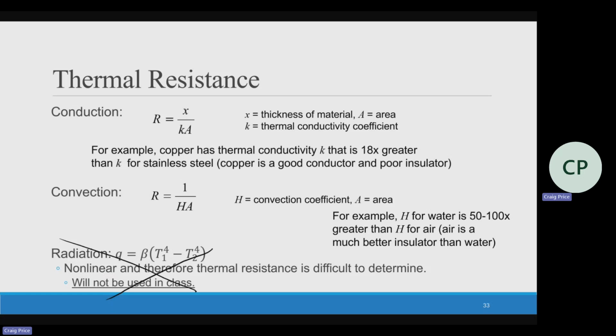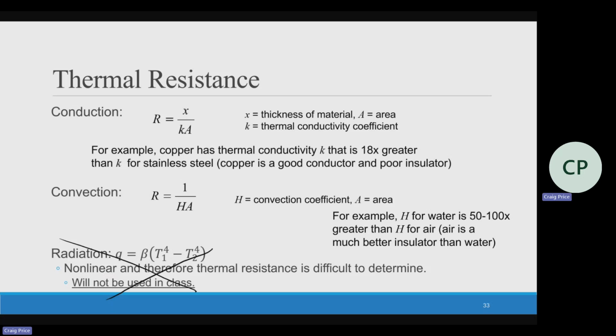And then again, like I talked about, we're not going to cover radiation. It's nonlinear. Usually it's just not very large compared to the other types, right? Conduction, convection, I get pretty good heat transfer. So we're going to just disregard it for this class. I was really bummed about that. All right, ready?